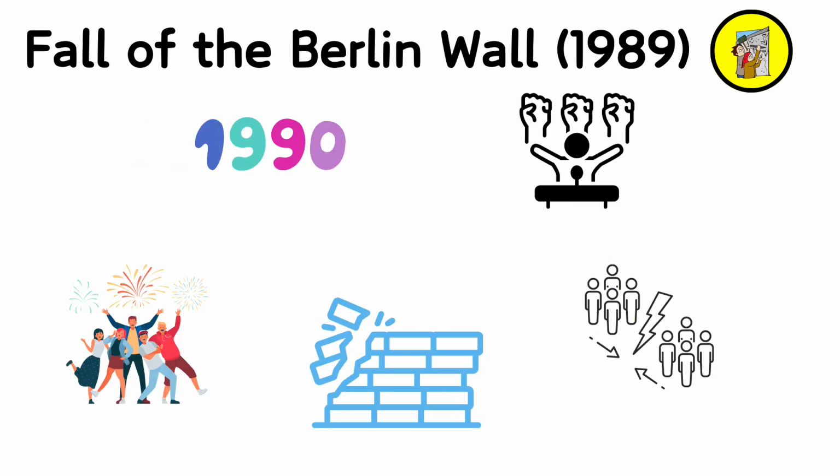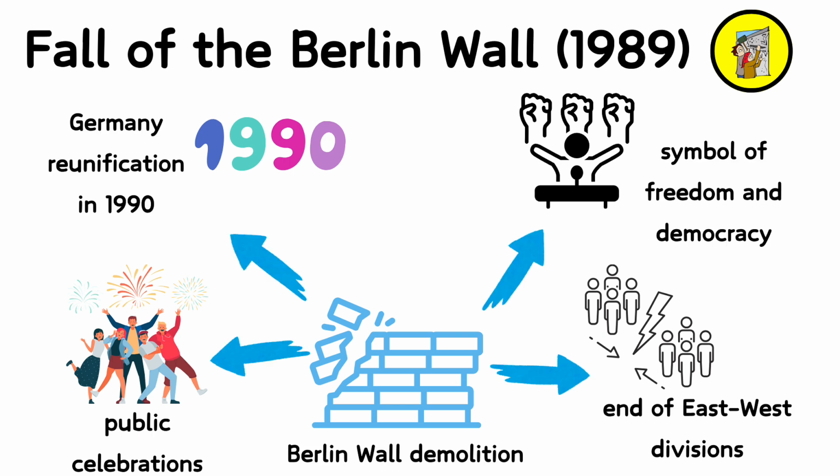When the wall fell, people from both sides celebrated by climbing over the wall and breaking it with hammers and other tools. This event led to Germany being reunited as one country in 1990. It also symbolized a move towards more freedom and democracy in Eastern Europe and the end of strong divisions between the East and the West.